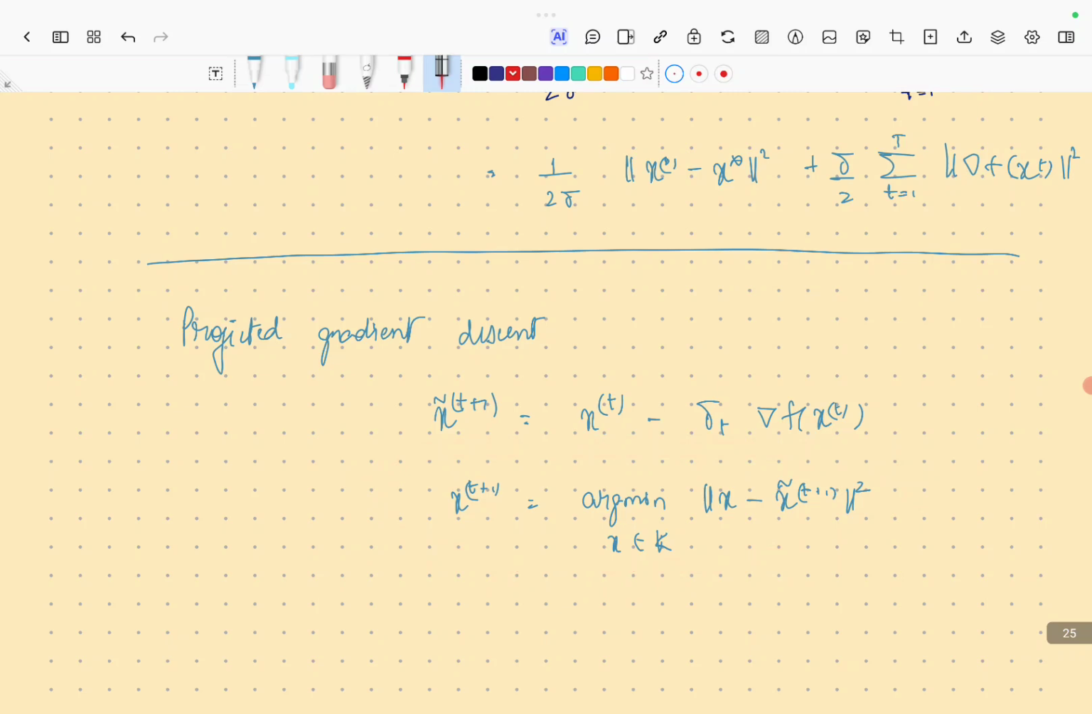Because you know what the function is like. It's always quadratic. And for certain types of sets, this can be done. There are already well-known algorithms to do this. You would have to do this every step. Every step, yes. In particular, when the set K is defined by linear constraints, there are very easy ways to do this.